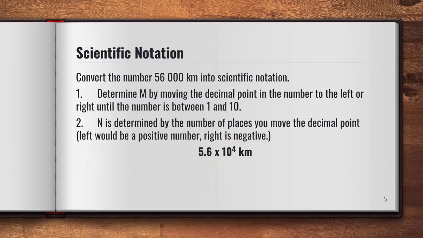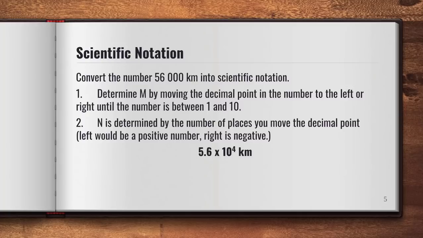If we move the decimal place over to the left 4 times, we get the number 5.6. Then the number n is determined by the number of places you moved the decimal point. If we go to the left, it's a positive number. If we go to the right, it's negative. So if we remember, in 56,000, we moved the decimal point to the left 4 spots. So to represent this number, we will write 5.6 times 10 to the 4th power. And then make sure you include your units at the very end. That's all you have to do.